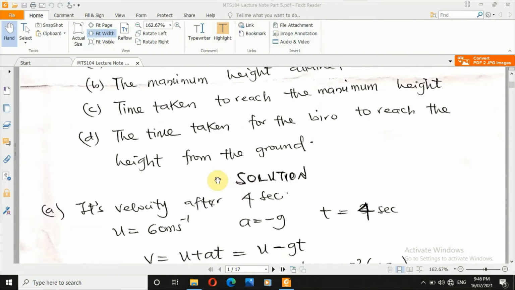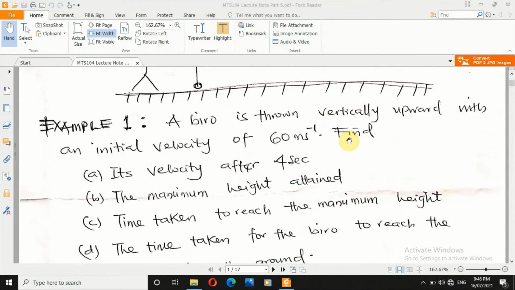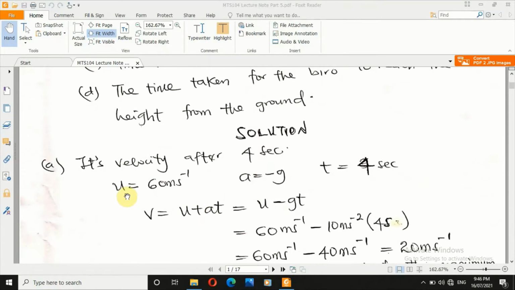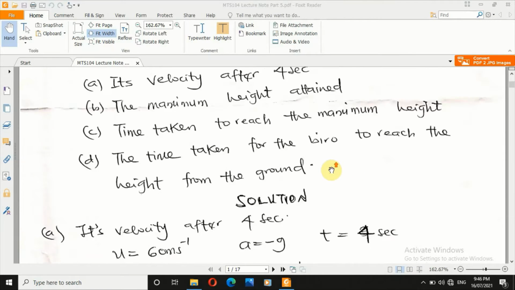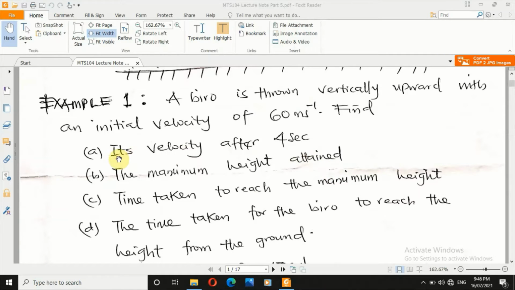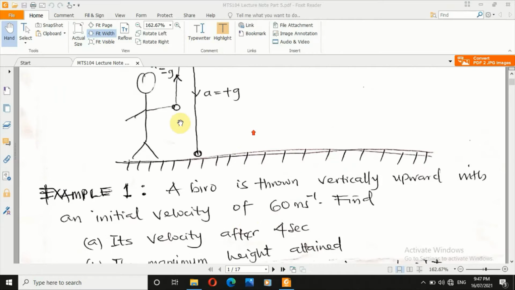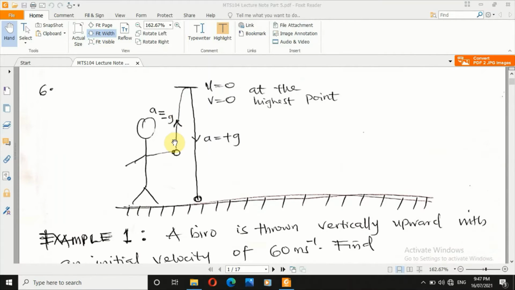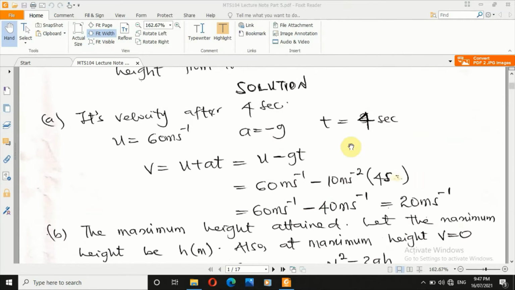Now let's solve the problem. In this case, the object was thrown upward at the initial velocity of 60 meters per second. So that means that u is 60 meters per second, and here acceleration is minus g. Why is it minus? Because the object is going upward. And what is the time? The time is 4 seconds, because we need to know the velocity at 4 seconds. That means the object goes from here, 1 second, 2 seconds, 3 seconds, 4 seconds. Then at 4 seconds here, we want to know the velocity.